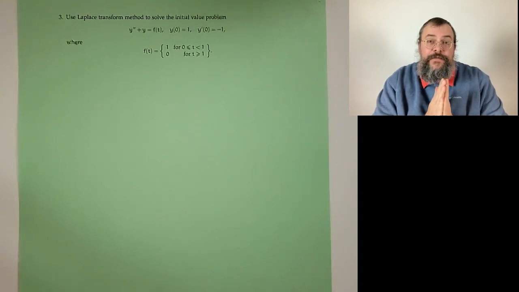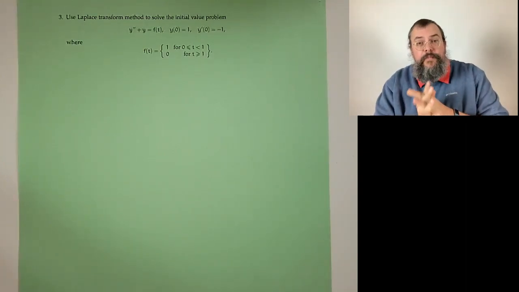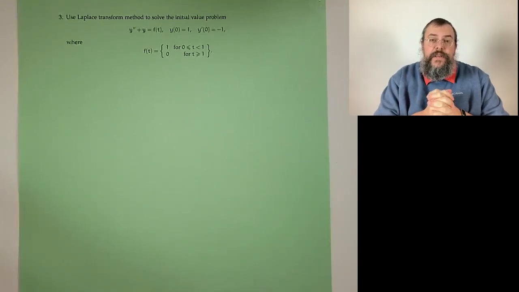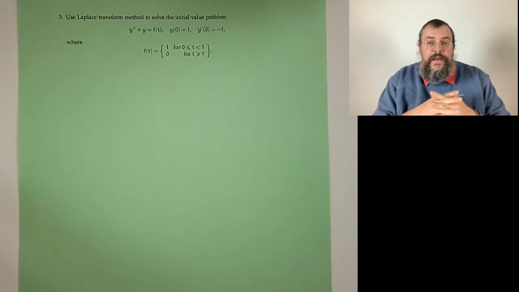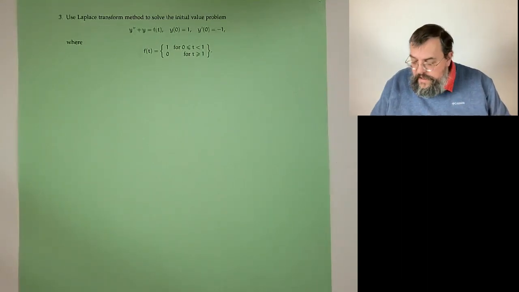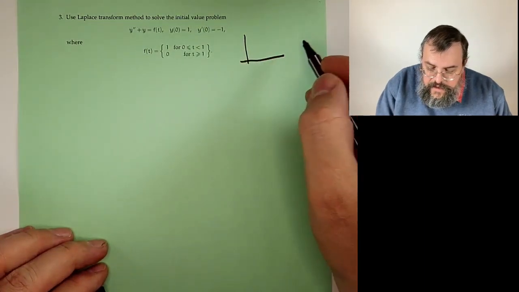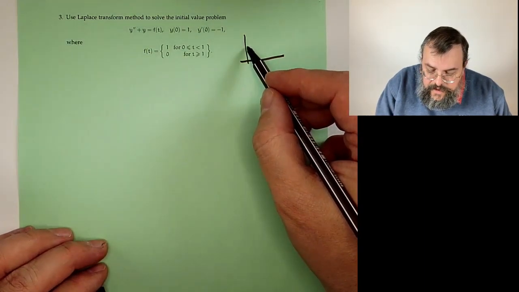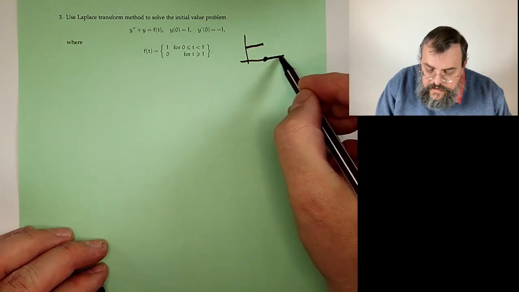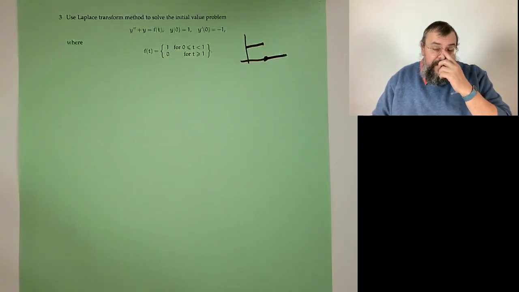Use the Laplace transform method to solve the initial value problem: y double prime plus y equals f of t, y of 0 equals 1, y prime of 0 equals minus 1, and f of t is 1 from 0 to 1, and 0 otherwise. Now, what is that saying? Well, it says, hey, it starts off as 1 and then goes down to 0. Now you might say, okay, well, what's this function?